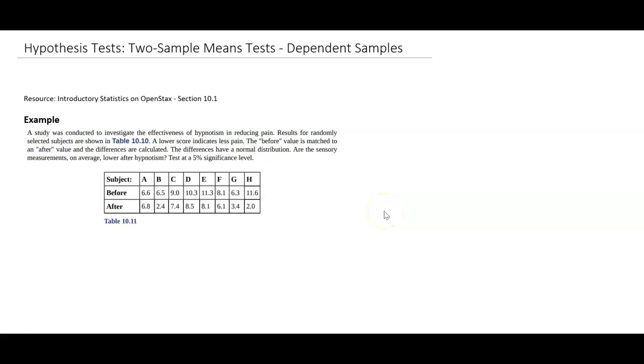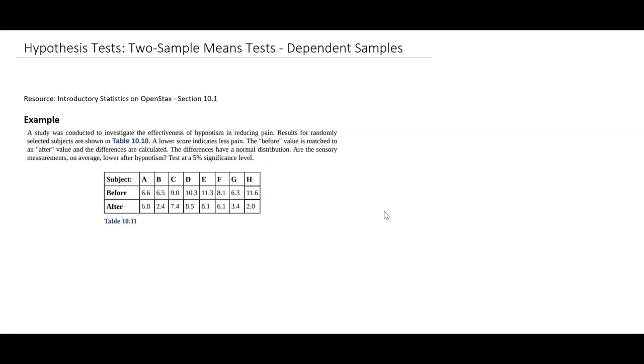All right, this video is going to conclude all of our hypothesis testing with what we do with dependent samples. So this study was conducted to investigate the effectiveness of hypnotism in reducing pain. The lower score indicates less pain, and we have a before and an after score. Differences have a normal distribution. That's nice because we only have 8 subjects here.